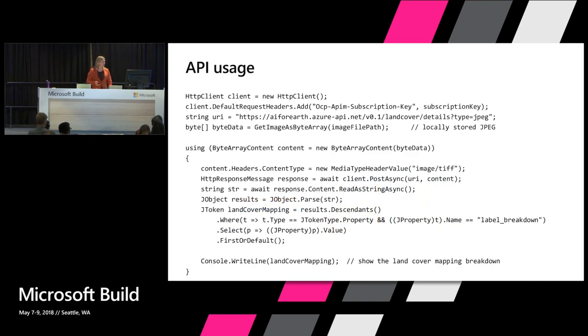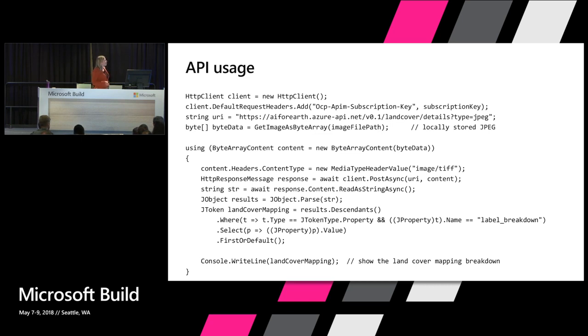All right, and then here is some code. To actually call this, here's an example of some C# code that calls a different method in the API. This one is the details method. Details gives you back the image as well, but it also gives you a detailed breakdown of the relative percentages. So let's take a quick look at that.